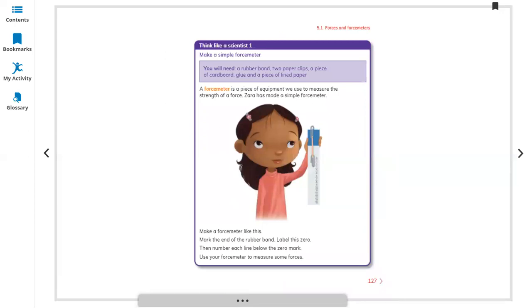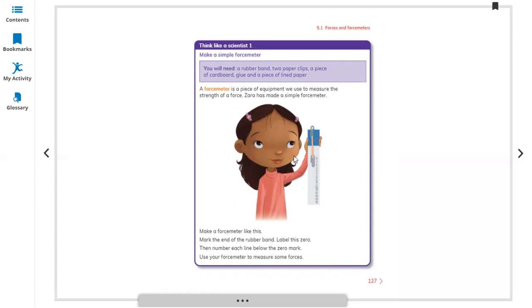There is an experiment. Make a simple force meter to check how much force you are applying. You will need a rubber band, two plastic clips, a piece of cardboard, glue, and a piece of lined paper. A force meter is a piece of equipment. We use a force meter to find how much force we are applying when pushing or pulling an object.